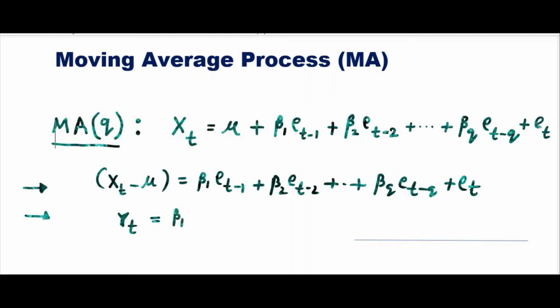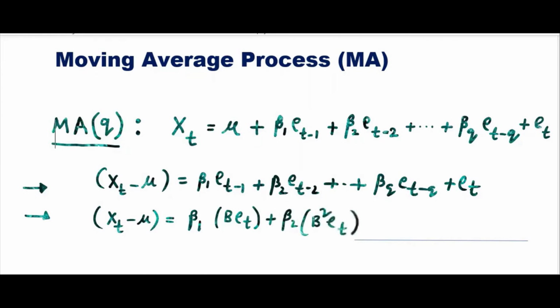We can write this way: beta 1 e(t minus 1), beta q e(t minus q) plus et. This one you will get. However, we would like to write it in a different way here. Xt minus mu, I can write as equal to beta 1 B et, where B et is e(t minus 1). Then B squared et, using the symbol we know already, up to beta q B^q et plus et.